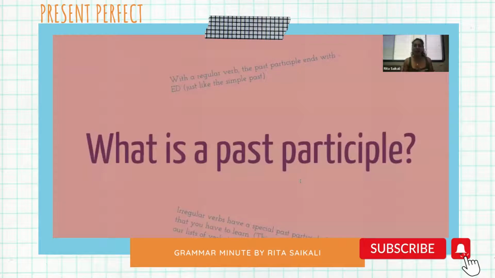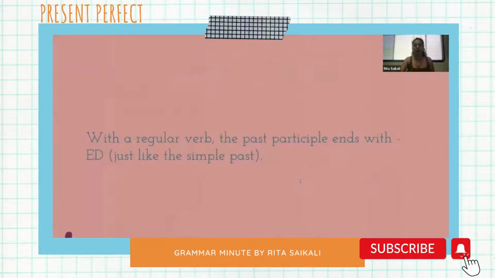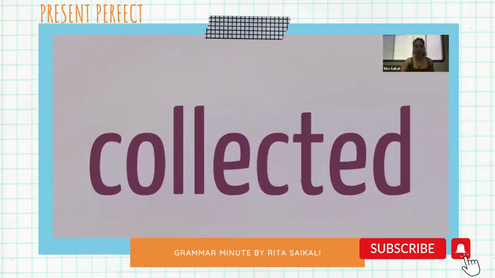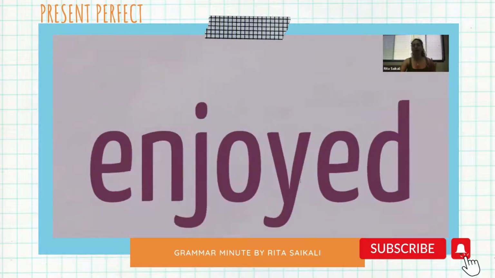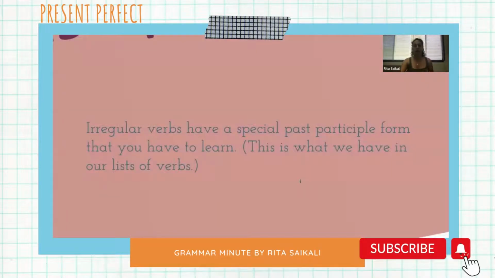So what is a past participle? Well, a past participle, as we were saying before, it's the past with an ed ending if it's a regular verb. Okay, so it looks just like the simple past. If it's a regular verb, it looks just like the simple past. Yeah? Everyone good on that? Yes? Awesome. Okay. For example, collected, arrived, enjoyed, watched, and so forth.